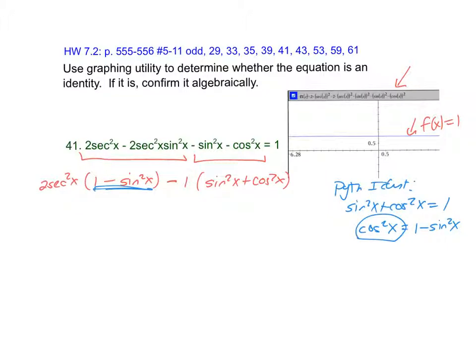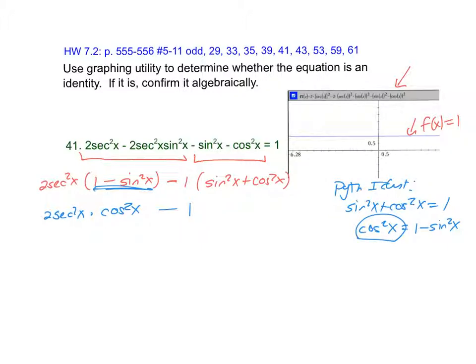So instead of 1 minus sine squared x, I'm going to write cosine squared x, so that's going to leave me with 2 secant squared x times cosine squared x minus sine squared x plus cosine squared x. That's a Pythagorean identity, and that's just 1, so I have minus 1.